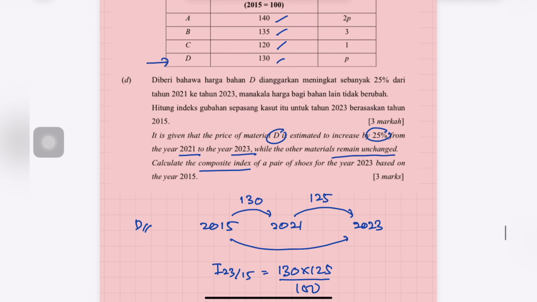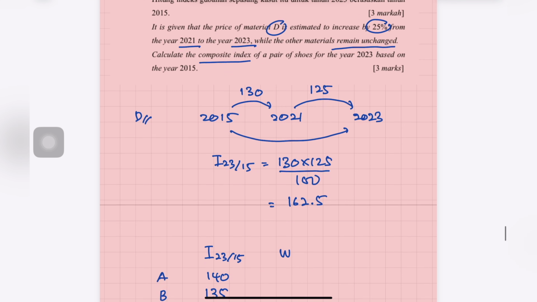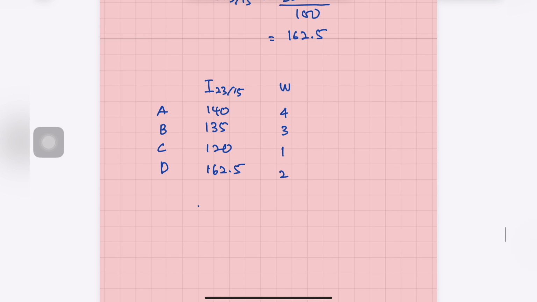So weightage pun sama, kita gunakan the value of P equals to 2 yang terdapat. Okay, so kita masuklah dalam ni lah. 2 times 2, 4, 3, 1, 2. So 4, 3, 1, 2. Okay, so then kita boleh cari composite index year 23 base 15.